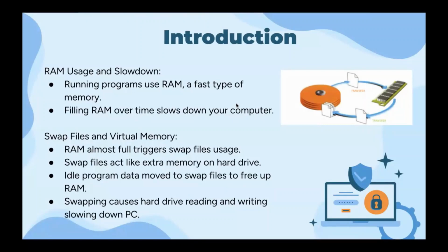Swap files and virtual memory. RAM almost full triggers swap files usage. Swap files act like an extra memory on the hard drive. Idle program data move to swap files to free up RAM. Swapping causes hard drive reading and writing, slowing down your PC.